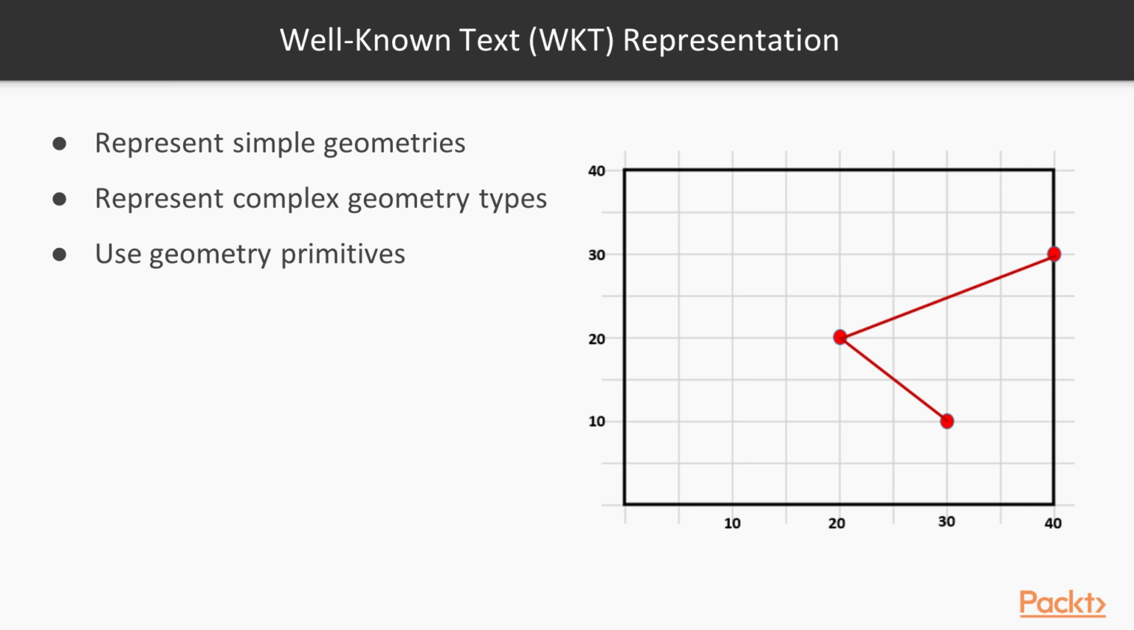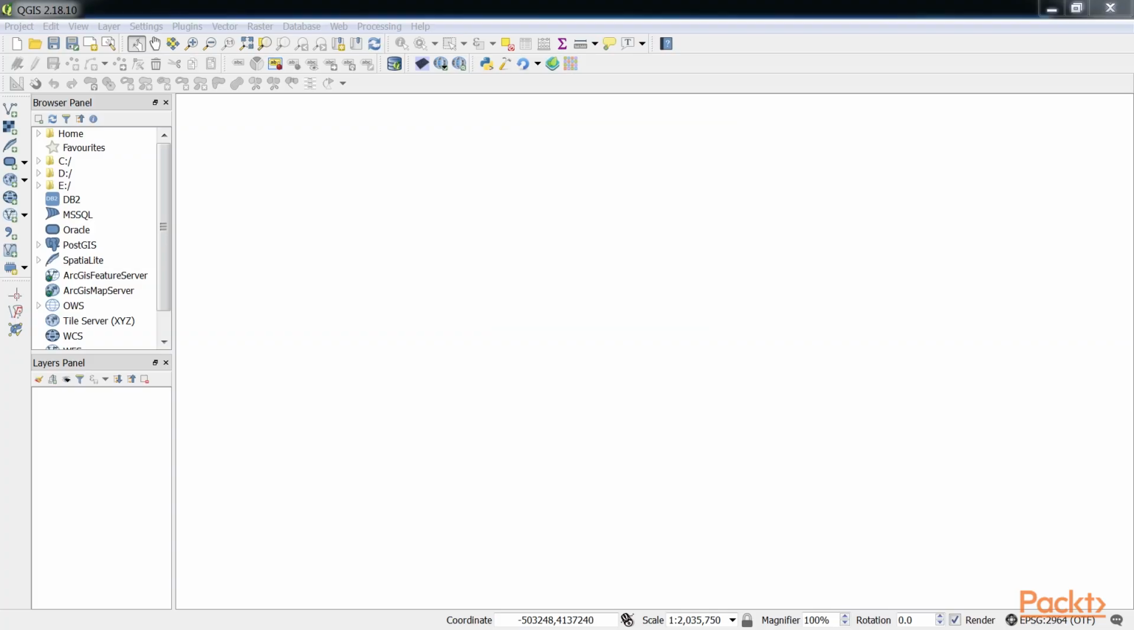and polyhedral surfaces. WKT geometries use geometry primitives such as point, line string, and polygon, followed by the coordinates of vertices that are separated by commas. For example, line string 3010, 2020, 4030 would represent the line feature as shown in this diagram. We will now see how WKT can be mapped via the Add Delimited Text Layer tool. We will map the parcels_wkt.csv sample data file. This has WKT geometries for 8 parcels, polygons.